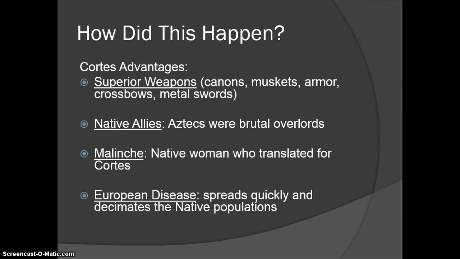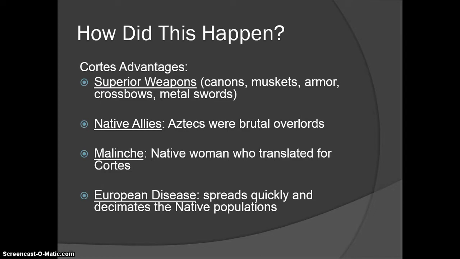The Aztecs are also brutal overlords. They're also very warlike, so the native tribes around them don't like them. The Aztecs basically hunt them for sacrifices. So when Cortez arrives and gives them an option to get rid of the Aztecs, they jump on it. Malinche is a native woman that Cortez acquires, actually from the Maya, and she becomes his translator and helps him form these alliances with the natives who are against the Aztecs.